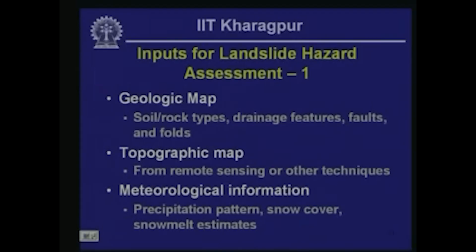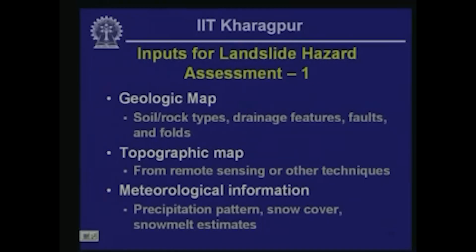Then we have to look at the topographic map. A topographic map is going to tell us whether a particular area is underlain by very steep topography. If you have steep areas, then typically the frequency of landslides is also going to be more. A topographic map is easily obtained from remote sensing tools such as satellite imagery or other terrestrial remote sensing tools such as aerial photogrammetry or LiDAR or IFSAR, which we have already discussed earlier in this course.